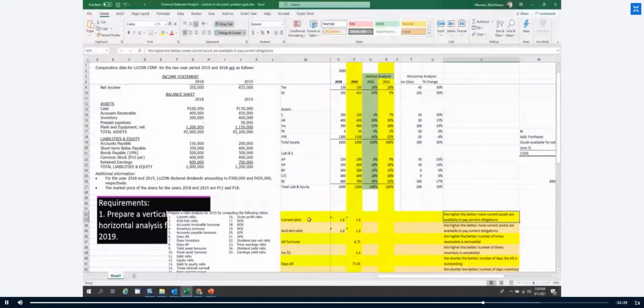It should be equal or greater than one for your current ratio. So meaning to say, for every current liability, you have 1 peso, you have the ability to cover for it, so when it becomes due, all right.